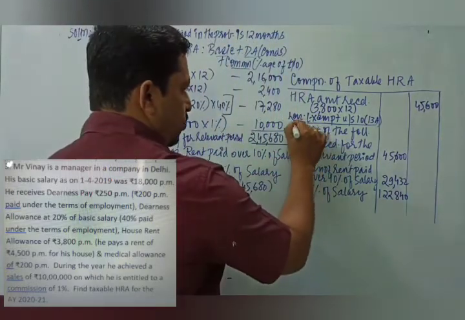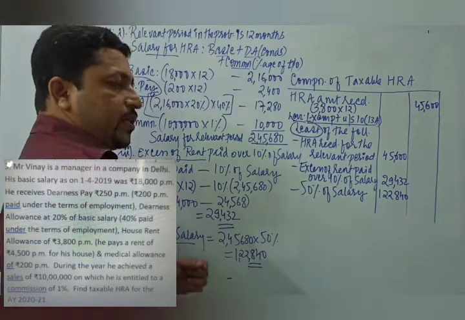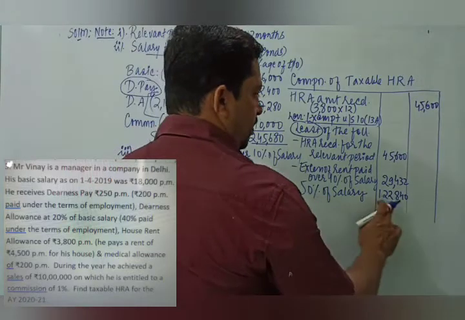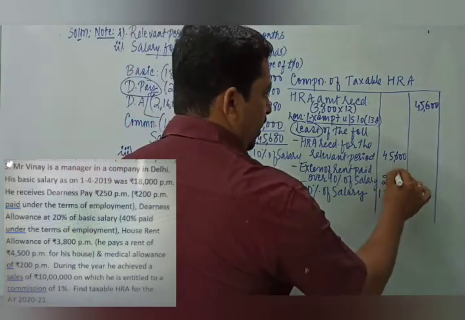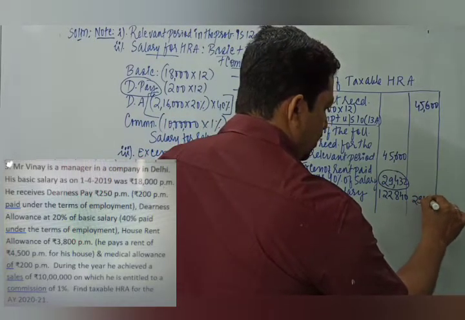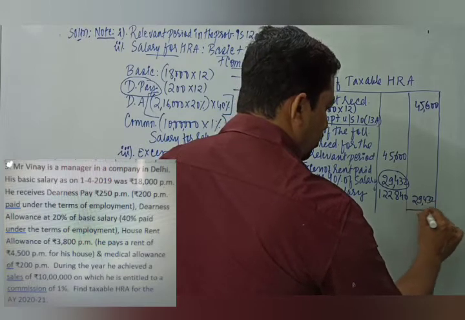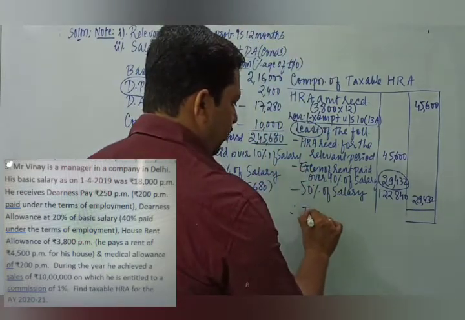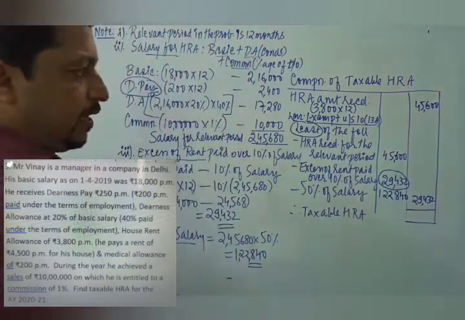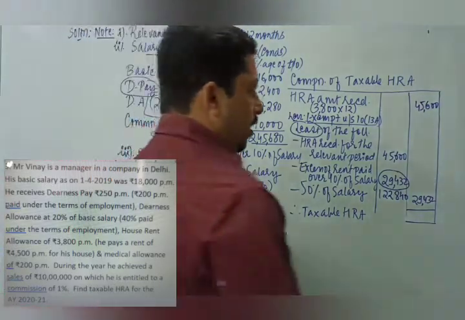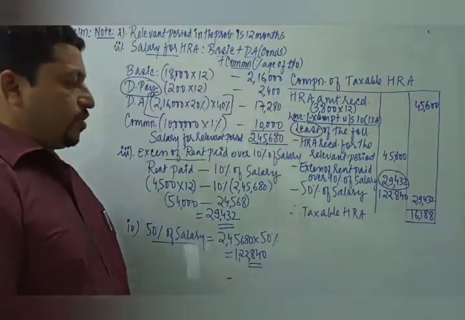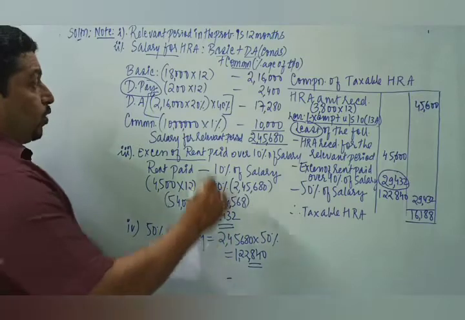So among the three criteria, whichever is less. Remember, we are using 50% because Vinay is a manager in Delhi, so definitely his accommodation is provided in Delhi. So 50%, 1,22,840. And among the three criteria, we see 29,432 is the least. 29,432 will be the exempt amount. Therefore, taxable HRA would work out to 16,188.